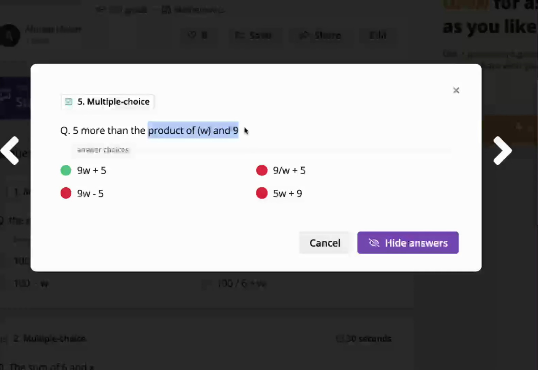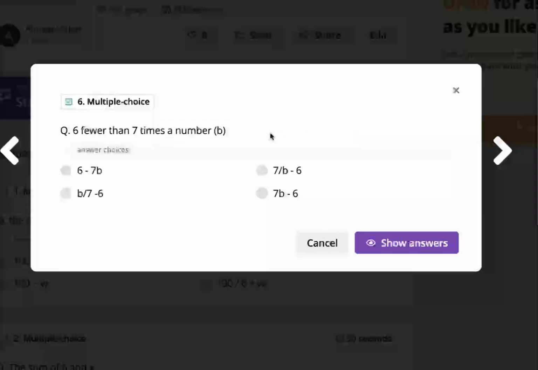Teacher, the answer is up. We can see the answer. Oh, I'm sorry. The product of W and 9 is 9W. You add 5 to this, so 9W plus 5. Okay, I should hide the answer. The next question.